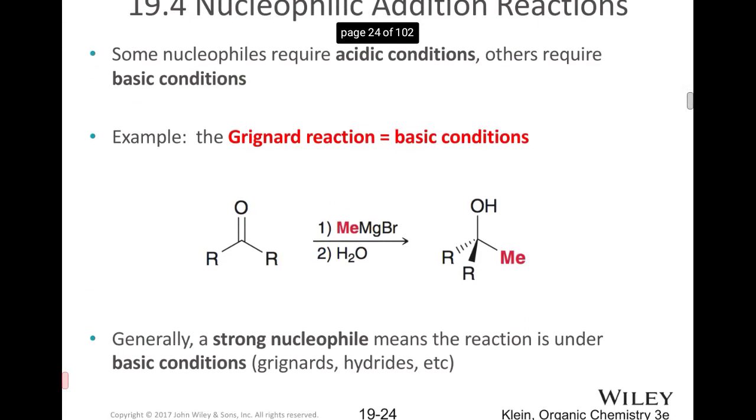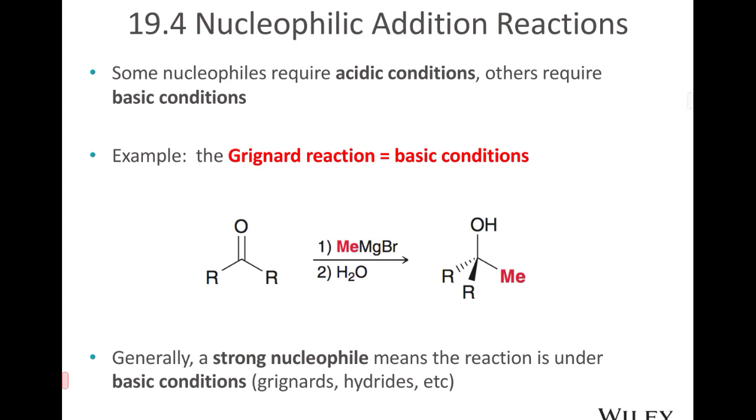So some nucleophiles require acidic conditions, others require basic conditions. Here's an example, the Grignard reaction. This is a reaction you should be familiar with. It requires basic conditions because not only is methyl magnesium bromide, that they've shown here, a good nucleophile, but it's also a very strong base. It's the conjugate base of methane, which has a very high pKa, and I told you in class that you could draw the methyl like a carbanion, even though it's probably not exactly like that. So you can draw it as a nucleophile, and you could do your nucleophilic attack like that.